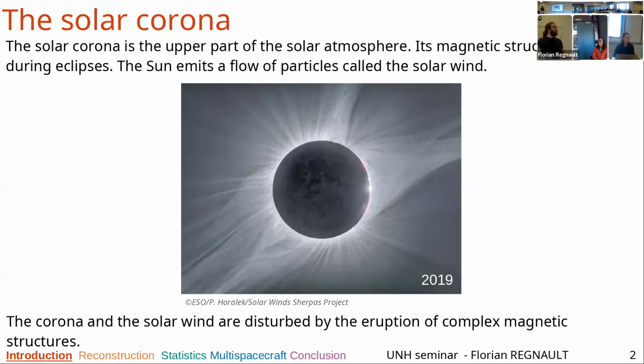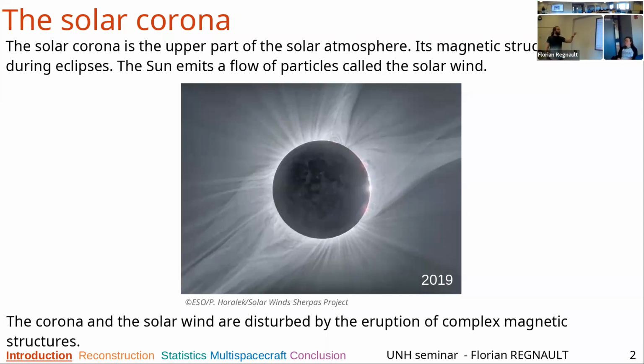The outer part of the solar atmosphere is called the solar corona. You can see the solar corona during this kind of event that we call a solar eclipse, where the moon hides the very bright solar disk, and then it allows you to observe the faint atmosphere of the sun.